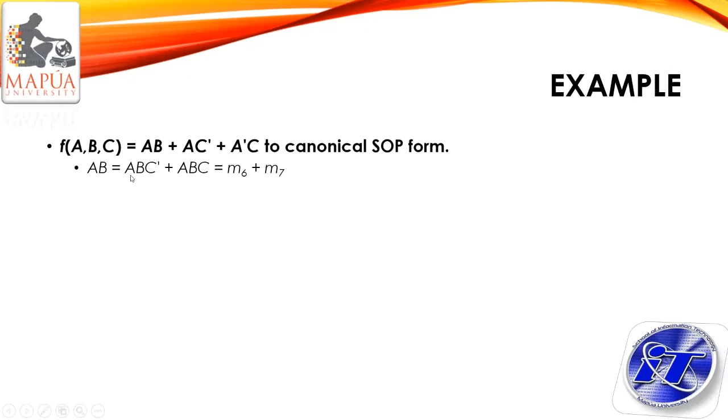So we derive ABC'. This is 1, 1, 0, so we have M6. 1, 1, 1, we have M7. For AC', we're going to introduce B based on this order, so it will be in the middle of A and C. So introduce B' on the first term and B on the second term.